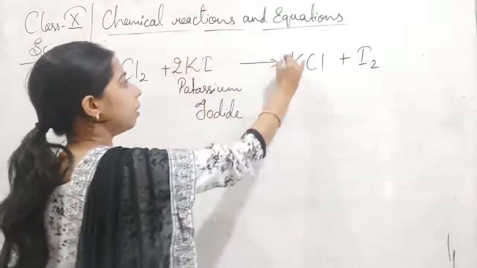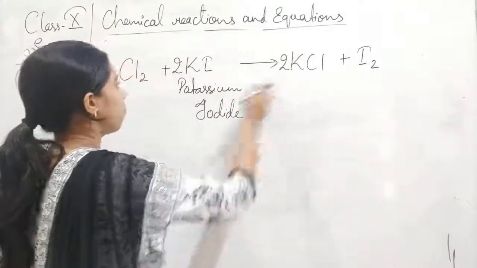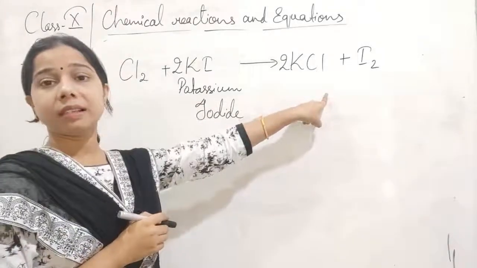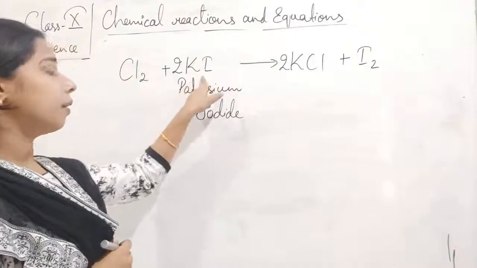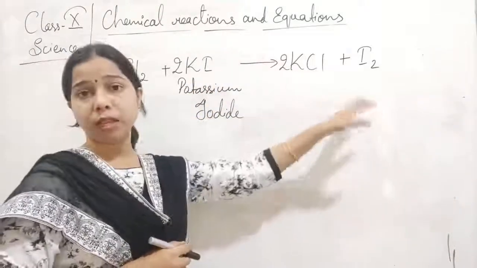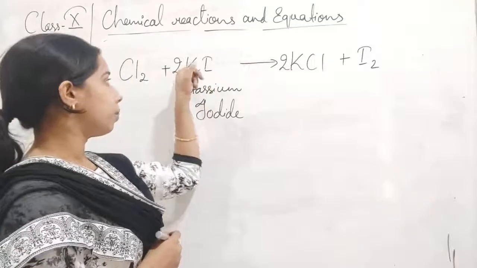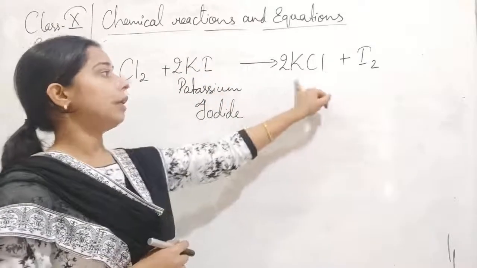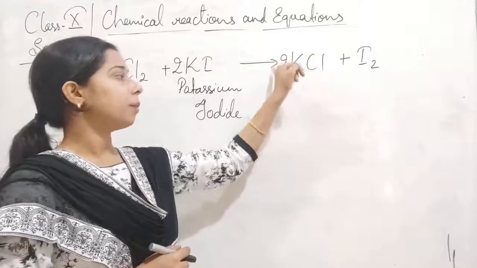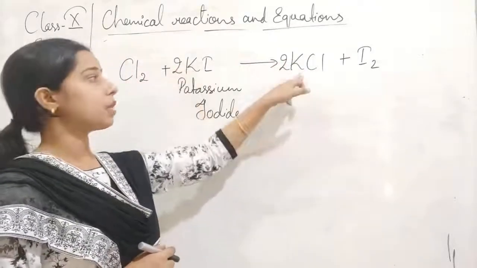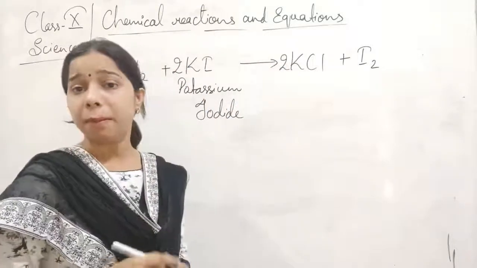Here it will be 2 KCl and 2 KI. Why? Because in Cl2, 2 Cl is there. Here only 1 Cl is there, students. K is balanced, but I is 1 here and 2 here. That's why we have put a 2, so that the potassium and iodine both will be 2. And when we put the 2 here, chlorine will become 2 as well as the potassium will also become balanced.